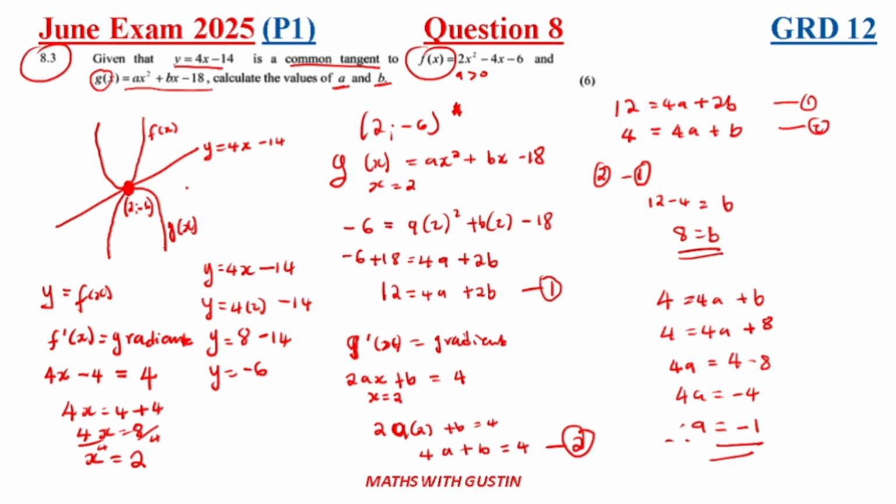As we can see, it makes sense that a is equal to negative 1, because it means the graph is concave down. Because our a value is less than 0, the graph is facing downward.